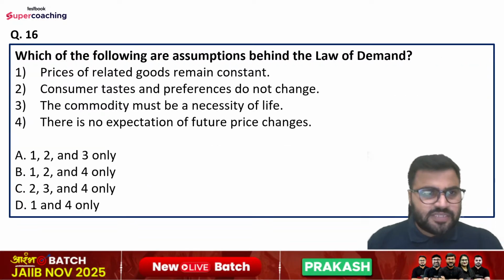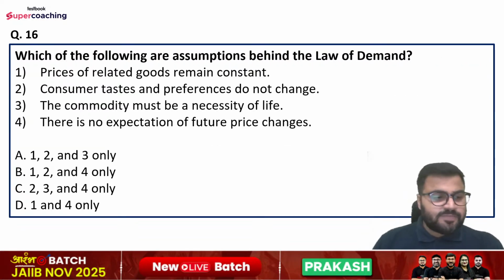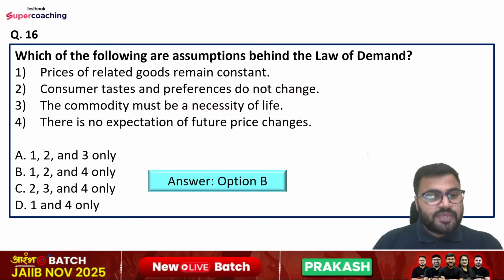Question number 16 is: which of the following are assumptions behind the law of demand? Statements are: price of related goods remain constant, consumer taste and preferences do not change, the commodity must be a necessity of life, there is no expectation of future price changes. Options are first, second, and third only; first, second, and fourth only; second, third, and fourth only; or first and fourth only. So the right answer is option B here, that is first, second, and fourth only.